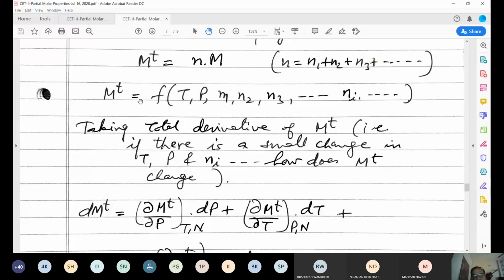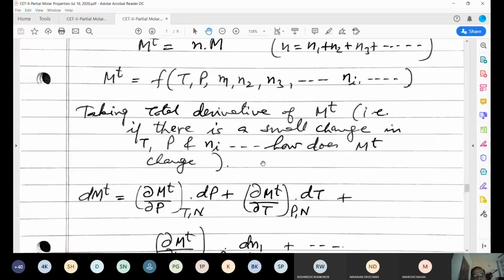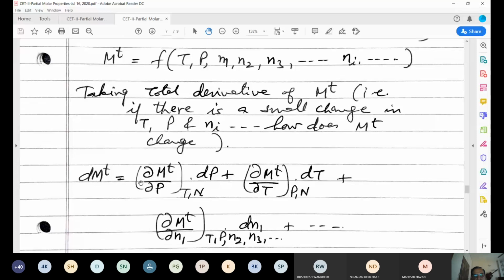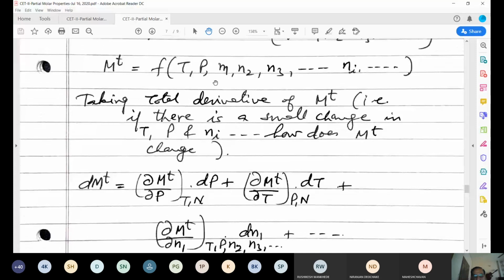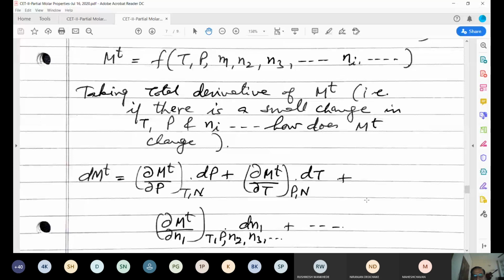So if we take the total derivative of M^t, then we get dM^t equals (∂M^t/∂P) at constant temperature and number of moles, times dP, plus (∂M^t/∂T) at constant pressure and number of moles, times dT, plus (∂M^t/∂N1), that means only N1 changes, at constant temperature, pressure, N2, N3, etc., times dN1.